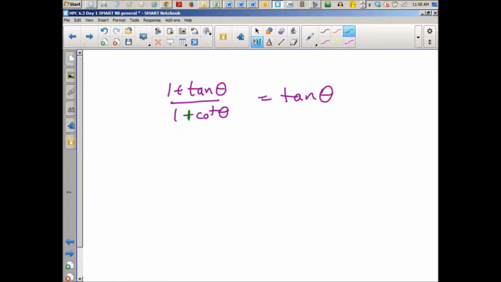And you convert cotangent theta to 1 over tan theta. Yes, one of the ways to do this problem is to change this to 1 over tan theta and to work with it as a complex fraction.